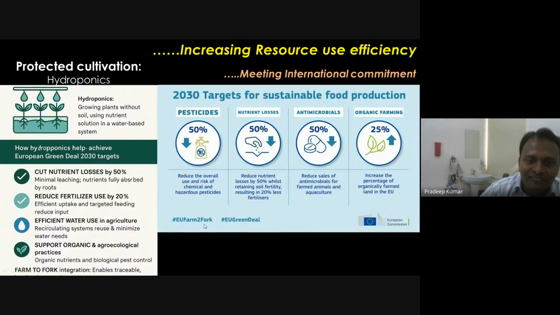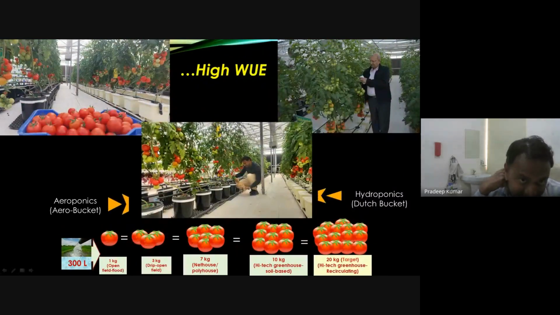That is the Farm to Fork strategy, and one area is fertilizer and pesticide, another area is water saving. So in that way, they are going to reduce fertilizer and pesticide wastage by 50%, and by reducing the wastage, increasing their use efficiency. So high water use efficiency: we have calculated that normally 300 liters of water is required to produce 1 kilogram of tomato in open field.